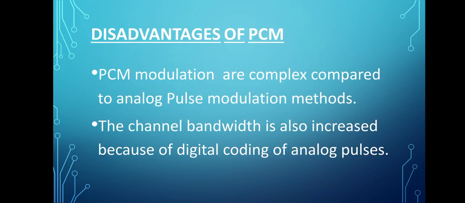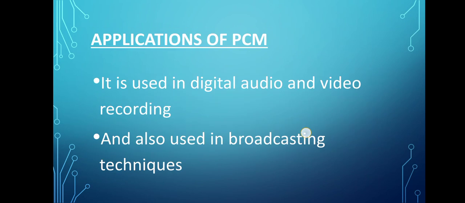The disadvantages of PCM: encoding, decoding, and quantization circuits are very complex compared to analog pulse modulation methods. Hence, PCM modulation is quite complex. Channel bandwidth is also increased because of digital coding of analog pulses. There is an application of PCM. It is used in digital audio and video recording and also used in broadcasting techniques.